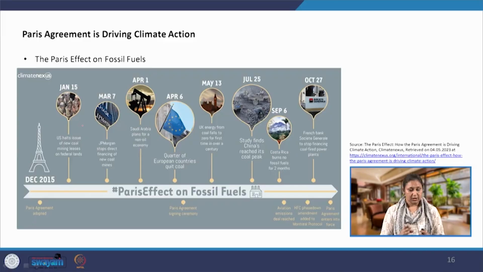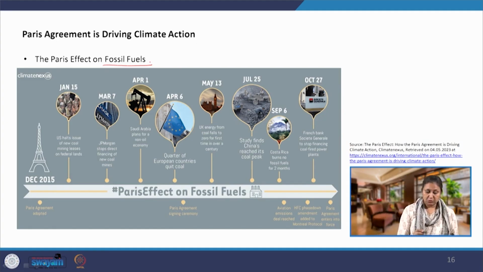A large part of the world is actually a party to the Paris Agreement. So, if we look at the different actions that are taking place with regard to climate action, for example, talking about fossil fuels. It was adopted in December 2015, and from then on, we see several new policies. Different countries, whether they have ratified the Paris Agreement or not, are bringing out stricter policies.